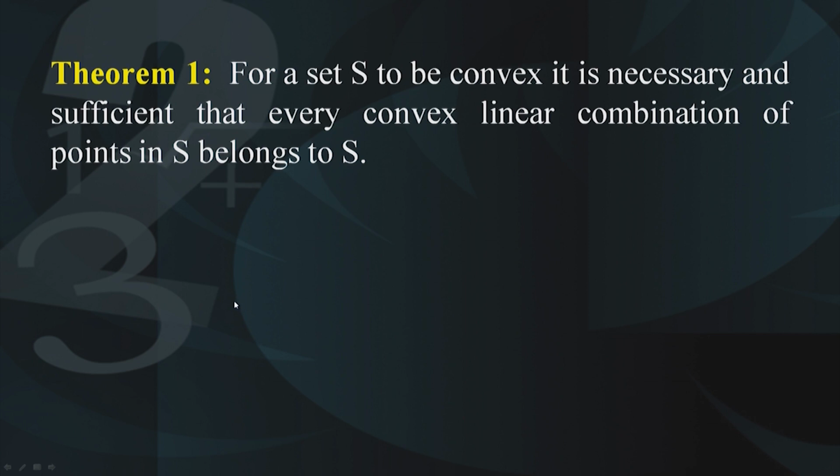Now, let us come to a theorem. The theorem says that for a set S to be convex, it is necessary and sufficient that every convex linear combination of points in S also belongs to the set S. Now, please note that this is a necessary and a sufficient condition. So, both ways the logic should work.